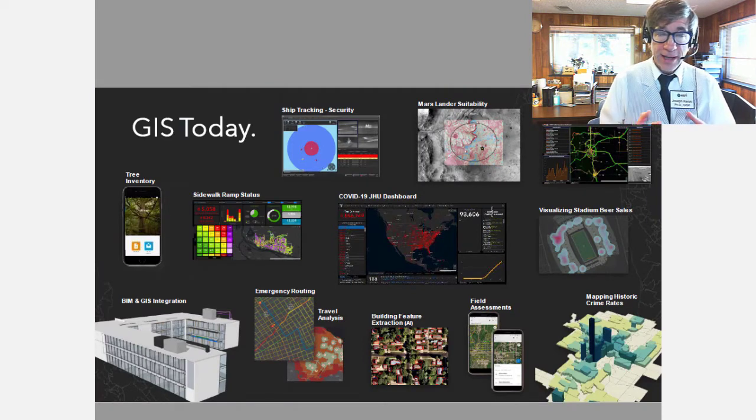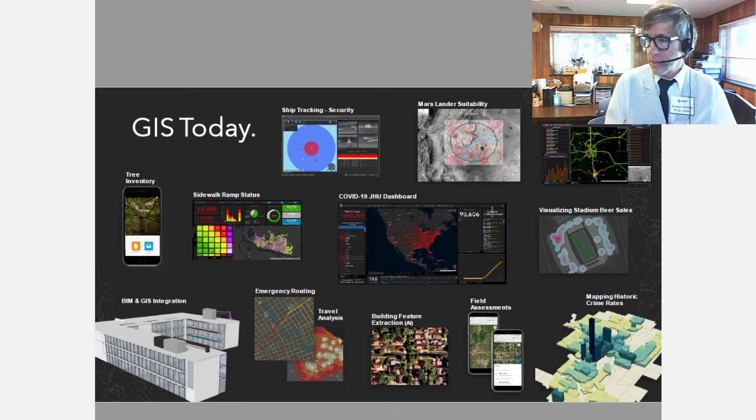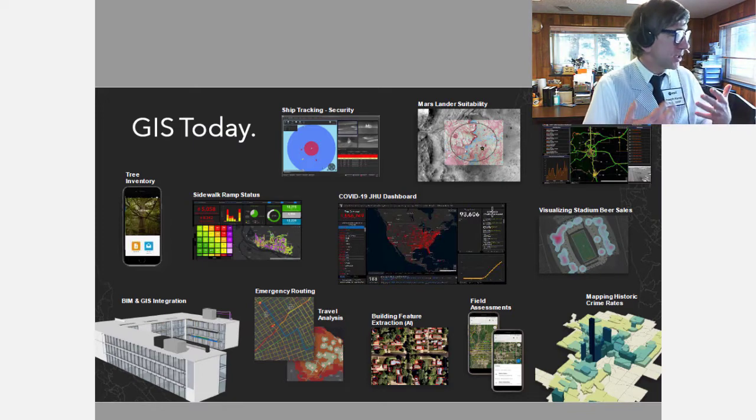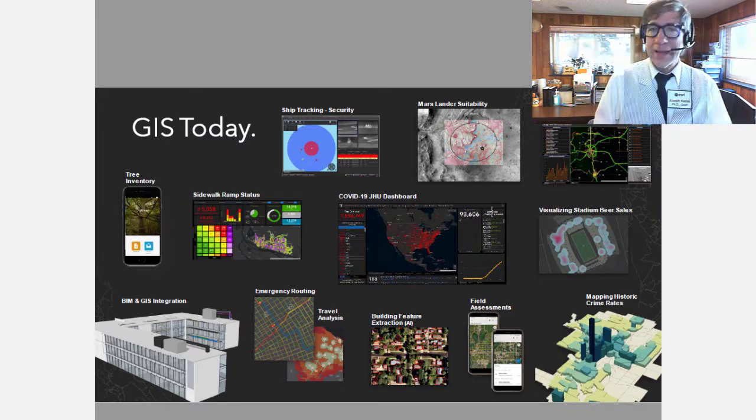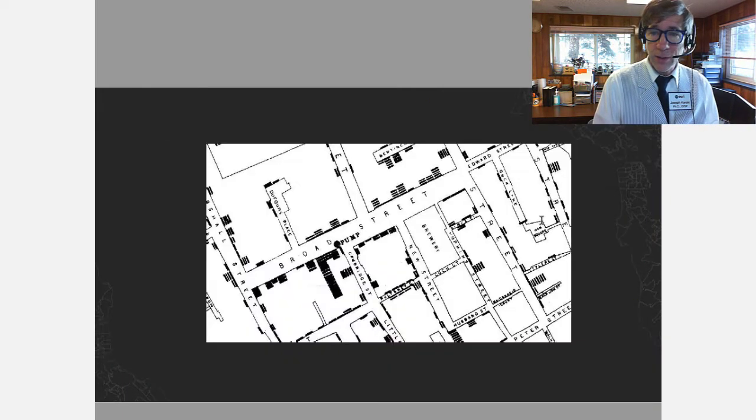GIS today, Geographic Information Systems today, includes all of these things: maps, apps, infographics, dashboards, field tools, spatial analysis, symbology, classification, communication, and engaged people making a difference. That is GIS today, and lots more slides I could mention on that alone.